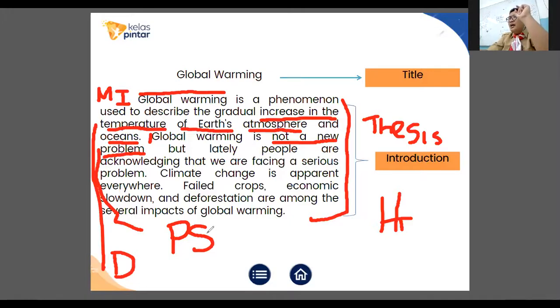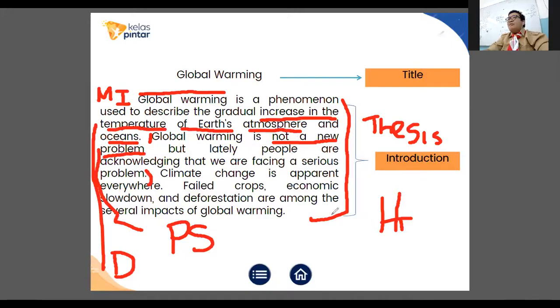Dia sudah, not a new problem. But lately, people are acknowledging that we are facing a serious problem. Ini juga personal statement, masih pernyataan pribadi dia. Climate change is apparent everywhere.